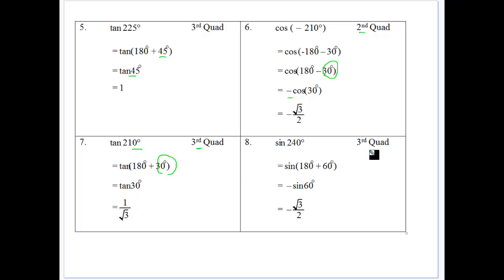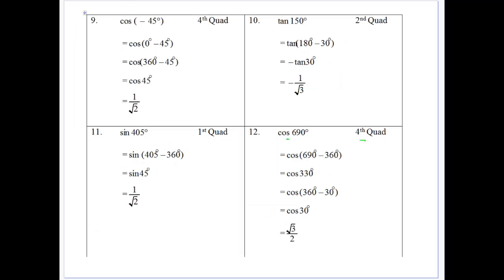Sine of 240. 240 is in the third quadrant, and sine in the third quadrant is negative. What's our related angle? We relate it back to the 60 degree angle because it's 60 degrees back to 180 degrees. So it gives us sine of 60, which is root 3 on 2. So hopefully we're getting this pattern of where these are existing.